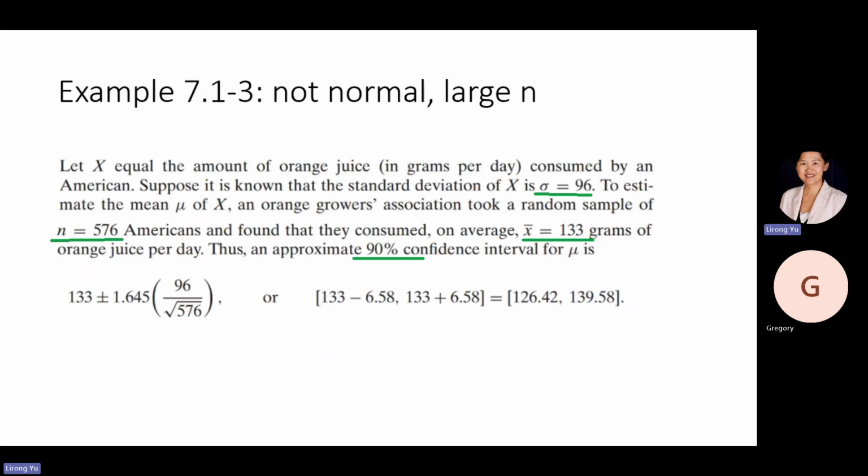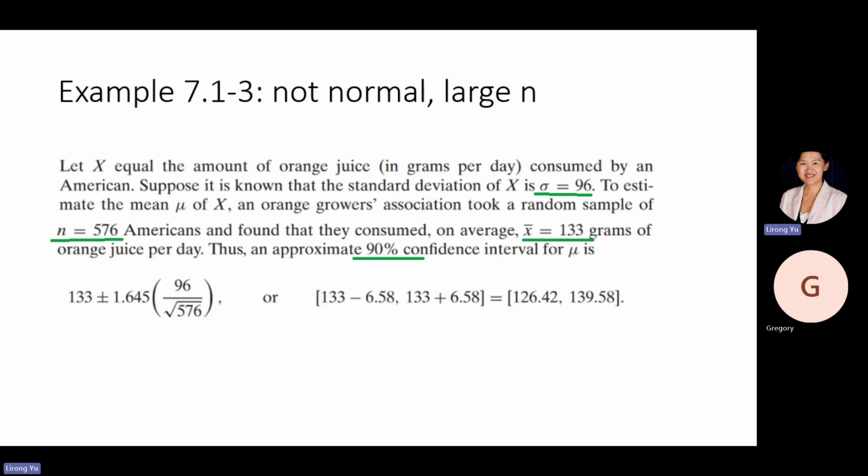Okay, so this is one of the examples. There's a lot of historical statistical research where the sample size is large. If the sample size is large, you no longer have to worry about the distribution of the data. This is talking about the amount of orange juice. Suppose it's known that the standard deviation is 96, we want to estimate the mean. Assuming a random sample of 576, we have a mean of 133 grams of juice. From here, we're going to construct a 90% confidence interval. So we have 90%, the z is 1.645. So z is directly related to the confidence level.